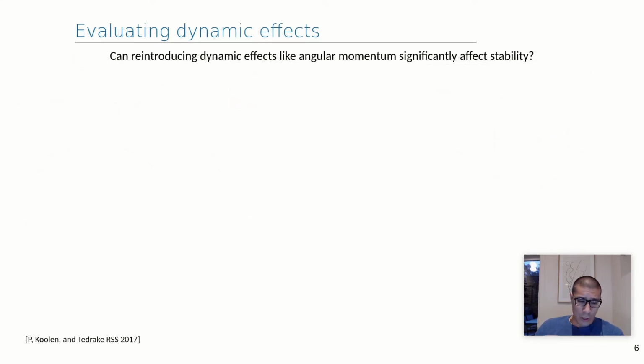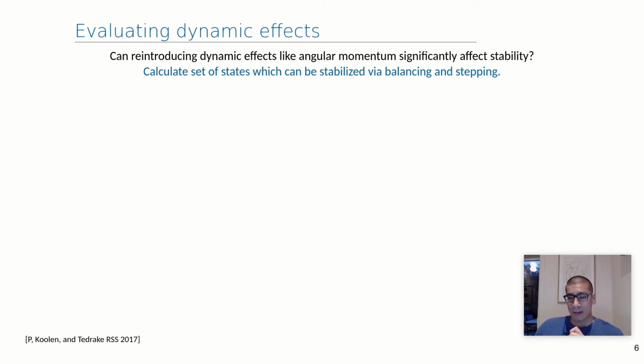Okay. So for the rest of the talk, we're going to try to address those two questions from before. And so the first question we're going to try to answer, and this is our preliminary work done a few years ago, was to ask this relatively simple seeming question, which is to say, given that we know that simple models like the inverted pendulum limit dynamic performance, can we quantify what's lost? So for example, if we take some of the assumptions, for instance, angular momentum, and by reintroducing the effects of angular momentum to the simple model, can we significantly affect stability or performance in this case? And so to answer this, we're going to take a narrow slice of this question and instead focus on step recovery or push recovery and say, what set of states can be stabilized via balancing and stepping?